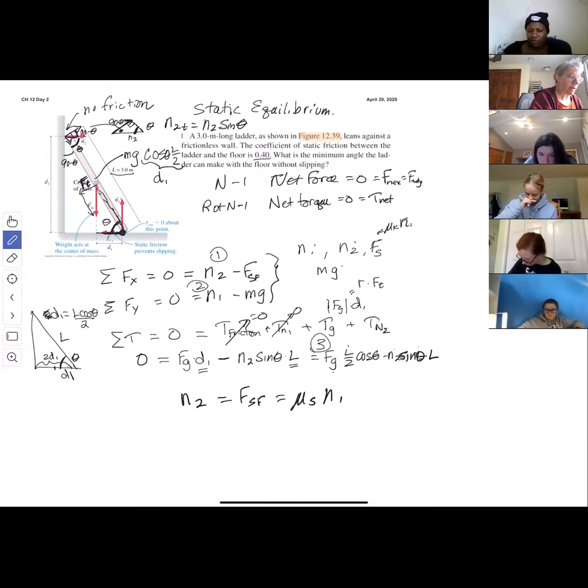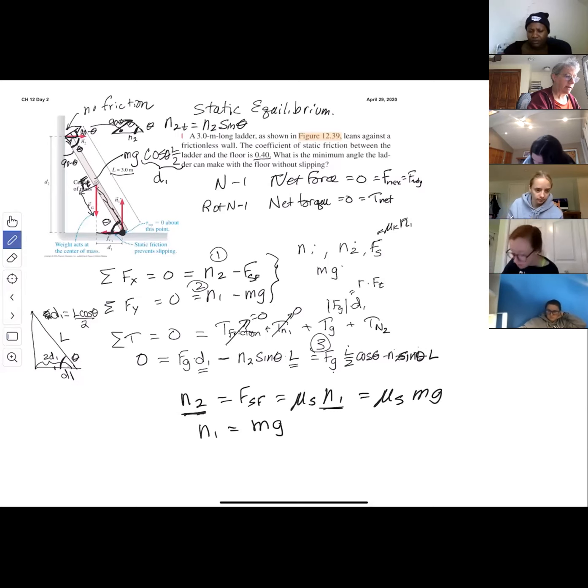So in any particular equation, n2 and n1 have a pretty straightforward relationship, and we've eliminated static friction from the equation. The second equation says that n1 is equal to mg in magnitude. So let's go up here: mu s times n1, and n1 is mg. So we've solved for n2, at least in terms of mass. Now let's go to that torque equation.